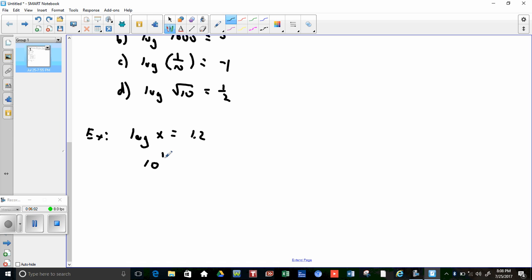10 to the 1.2 equals x. And then you could go ahead and actually put 10 to the 1.2 power in your calculator, and it's approximately, let's see what that gives us, 15.8489. And that's just putting 10 raised to the 1.2 in your calculator. So there's applications that we can look at, but we're going to save those for after we deal with the natural log.